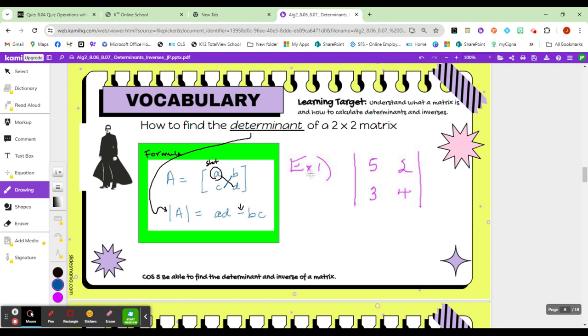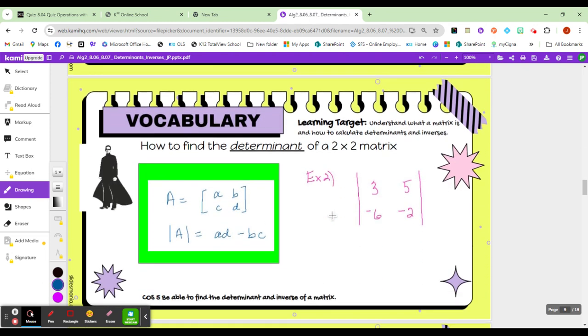So for example, if we're finding the determinant of this matrix, we always start in the upper left, and we do 5 times 4, which is going to give us 20. We always subtract, and then we do 2 times 3, and then we simplify that. So there is a formula for finding the determinant of a 2 by 2. It's going to be A times D minus B times C, and then simplify.